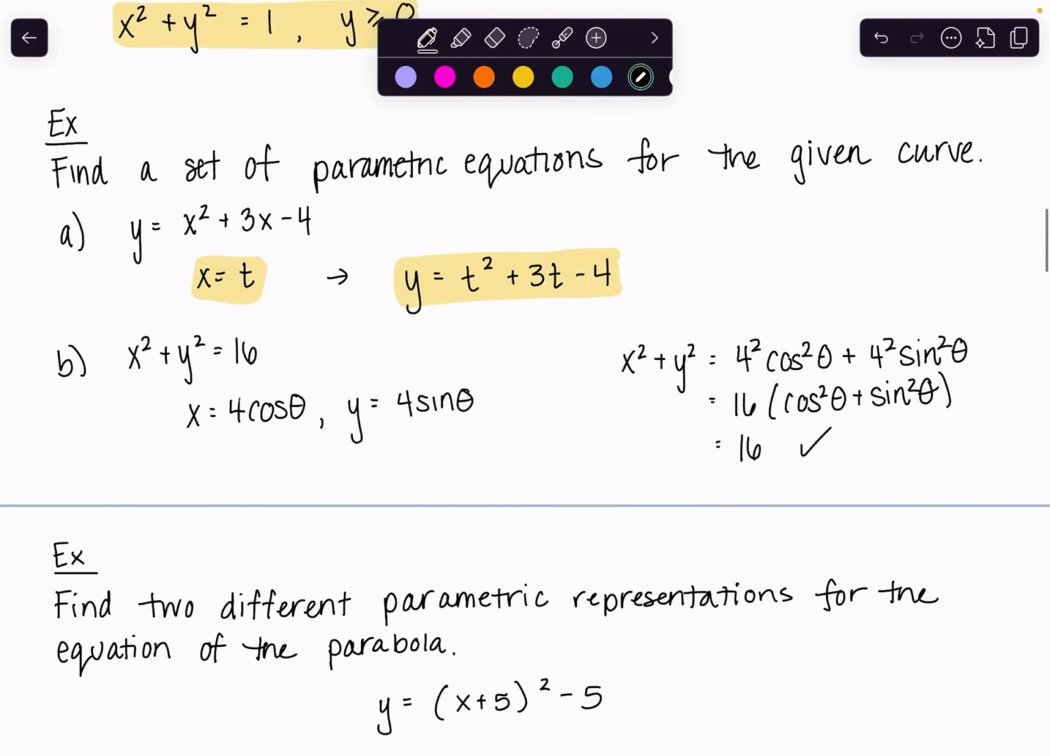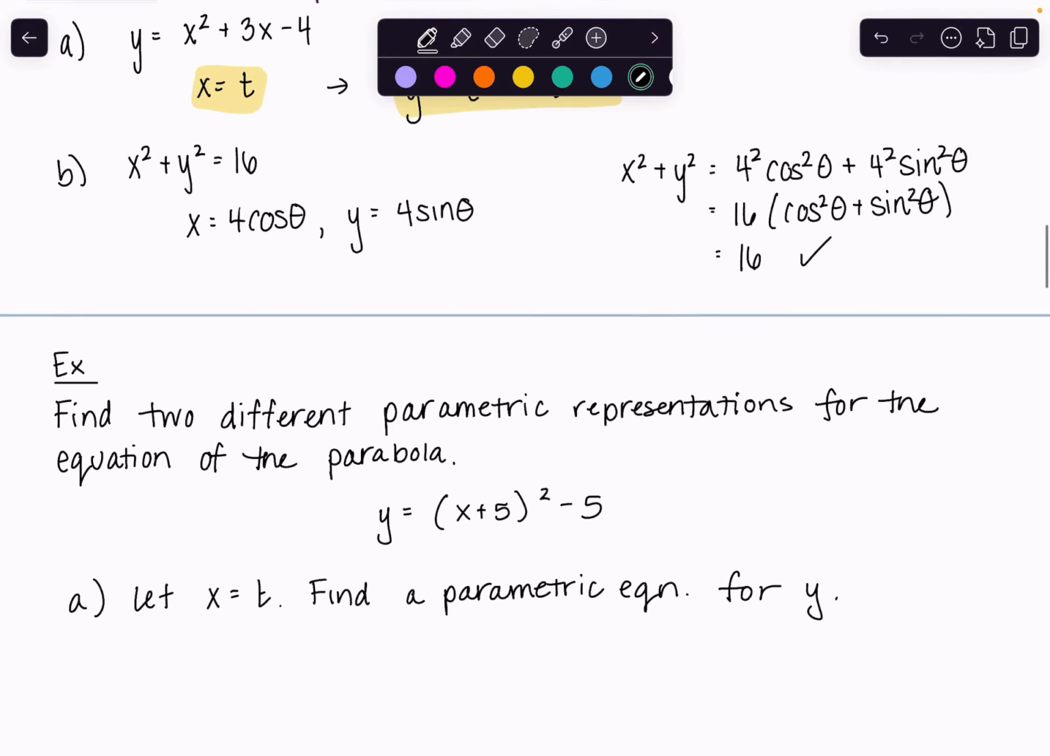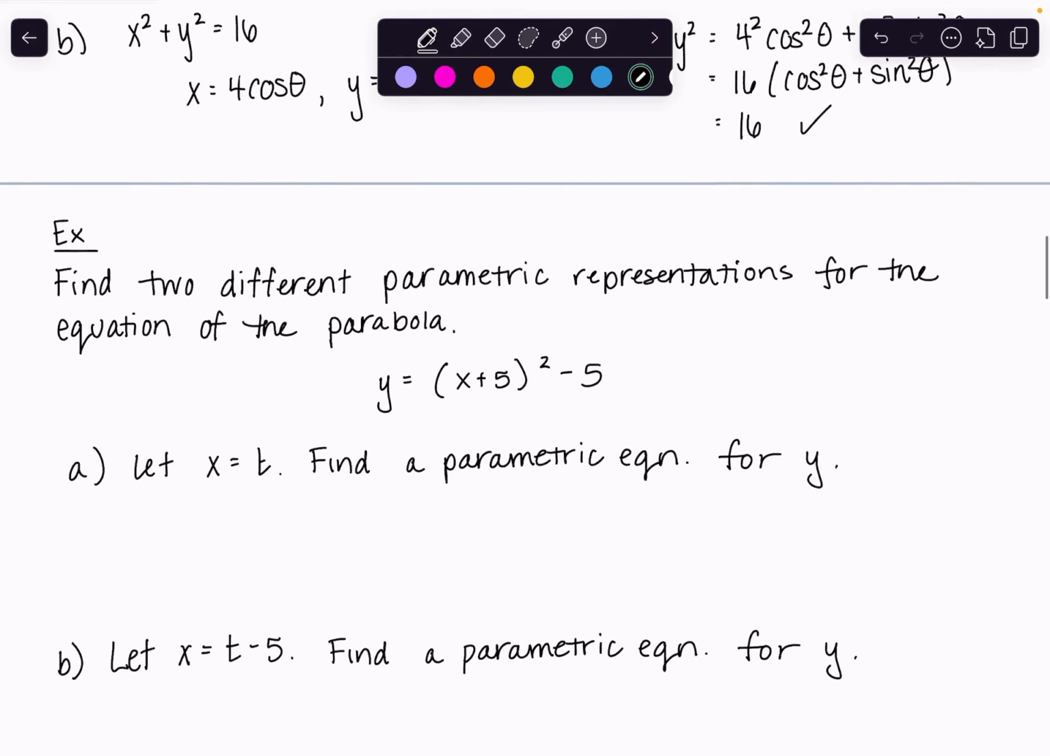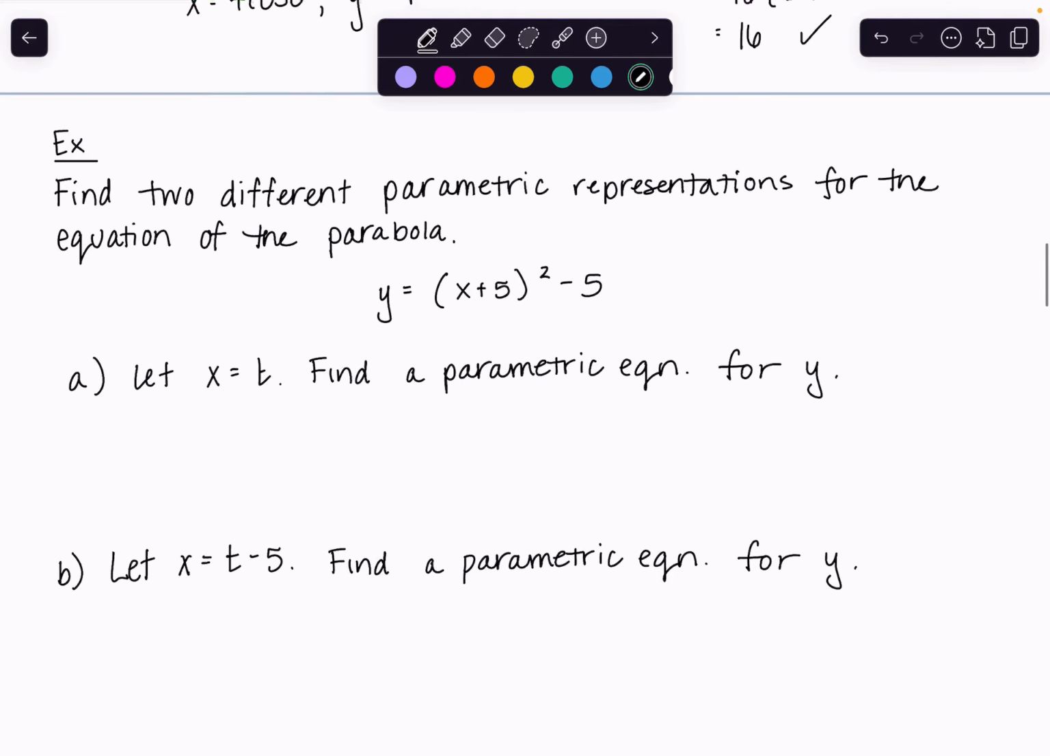Let's try to do something a little bit different. We're going to now find 2 different parametric equation representations for the parabola. For the first one, we're going to let x be t, and for the second one, we're going to let x be t minus 5. If x is equal to t, again, this is the simplest case because my y is equal to x plus 5 squared minus 5. So I'm just going to replace x by t. So my y equation would be t plus 5 squared minus 5.